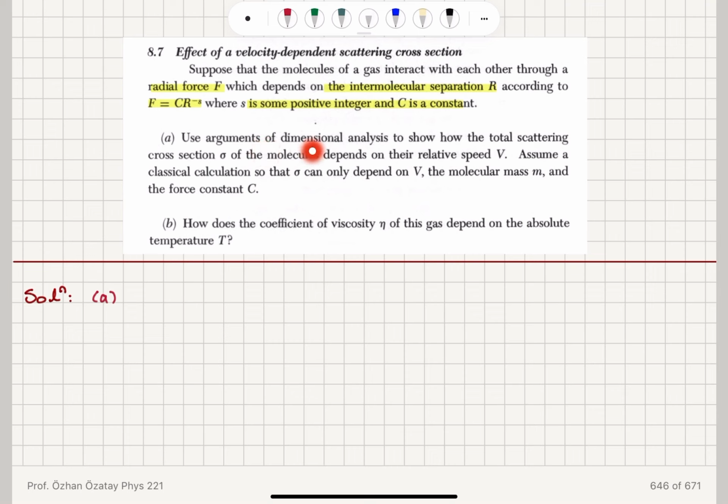Use arguments of dimensional analysis to show how the total scattering cross-section sigma of the molecules depends on their relative speed v. Assume a classical calculation so that sigma can only depend on v, the molecular mass m, and the force constant C.